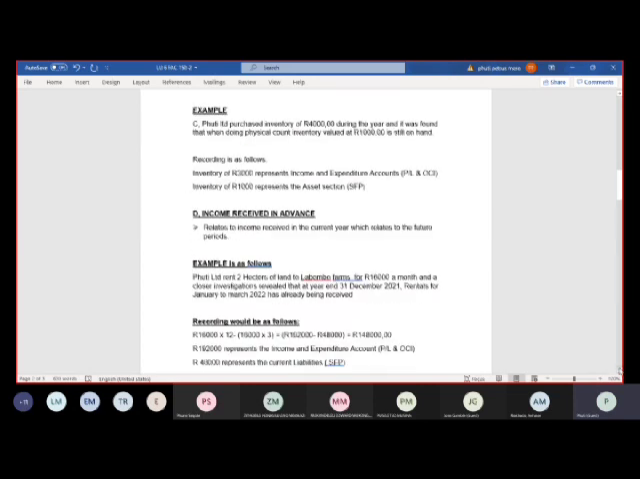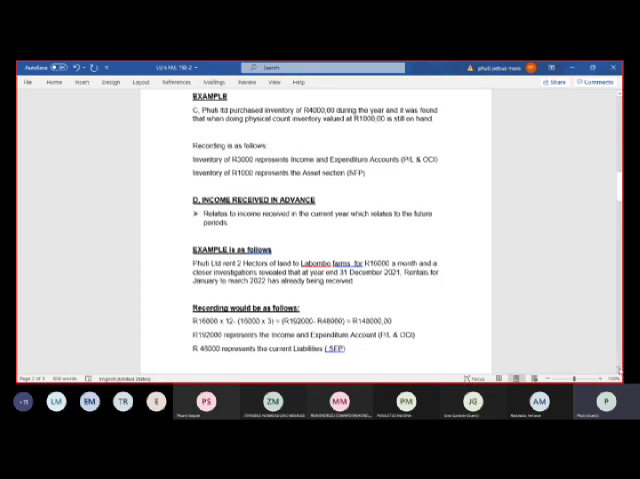It's very easy. All right, let's look at income that we have received in advance. In most cases you record that under your income statement as additional income. It might be for rental, it might be for anything else. It relates to income received in the current year which relates to future periods. In our first example, about prepayments, we made a prepayment for insurance, which is an expenditure for the firm. This time we are receiving income from the clients, which is income for the business.